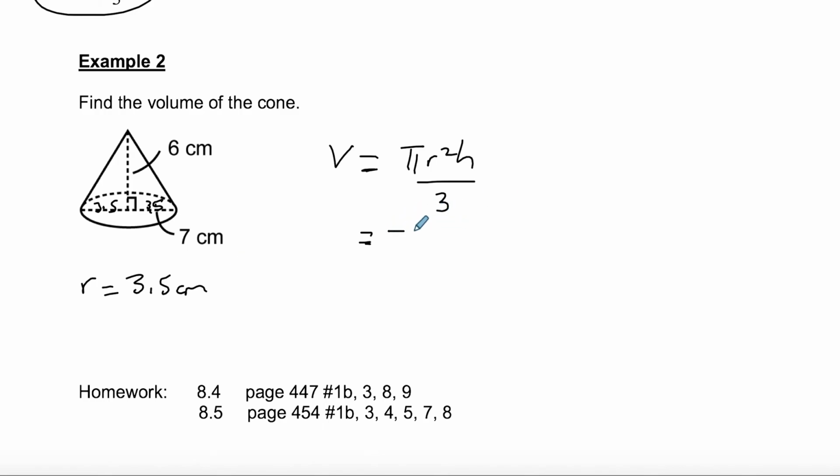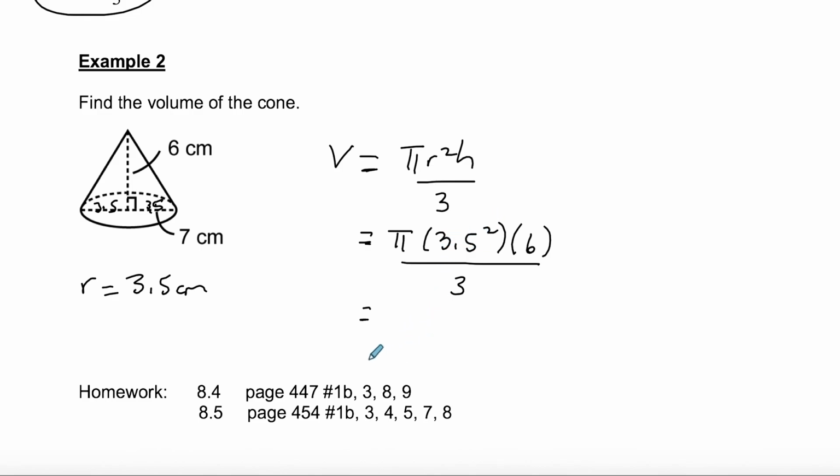So over here, I'm going to use my pi button. The radius is 3.5 squared times the height of the cone, so the perpendicular straight up and down height, not the slant height on the outside. So the height of the cone is 6, and we divide by 3. So if you don't have a scientific calculator, I guess you'd type in 3.14 times 3.5 times 3.5 times 6 divided by 3. Remember that it's just the 3.5 that is squared.